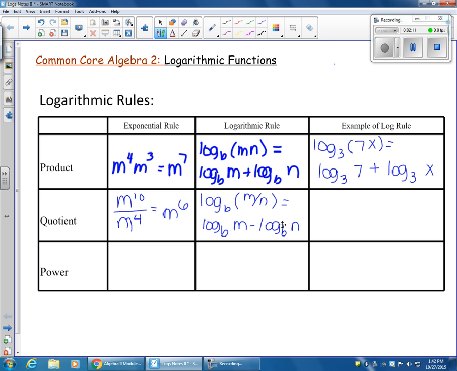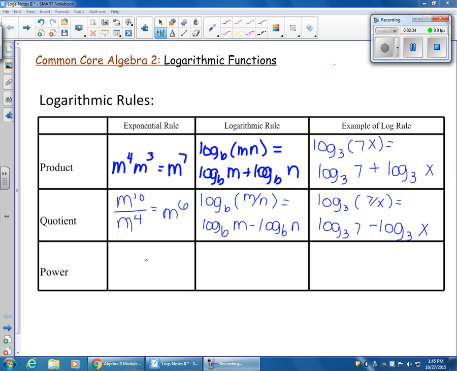And for an example, if we have log base 3 of 7 divided by x, it would be log base 3 of 7 minus log base 3 of x. So again, product multiplying is addition, quotient division is subtraction.